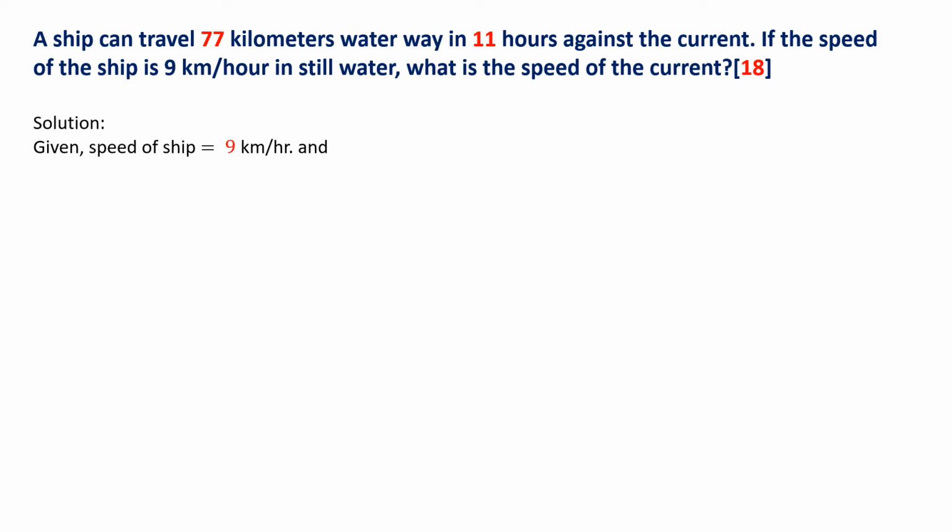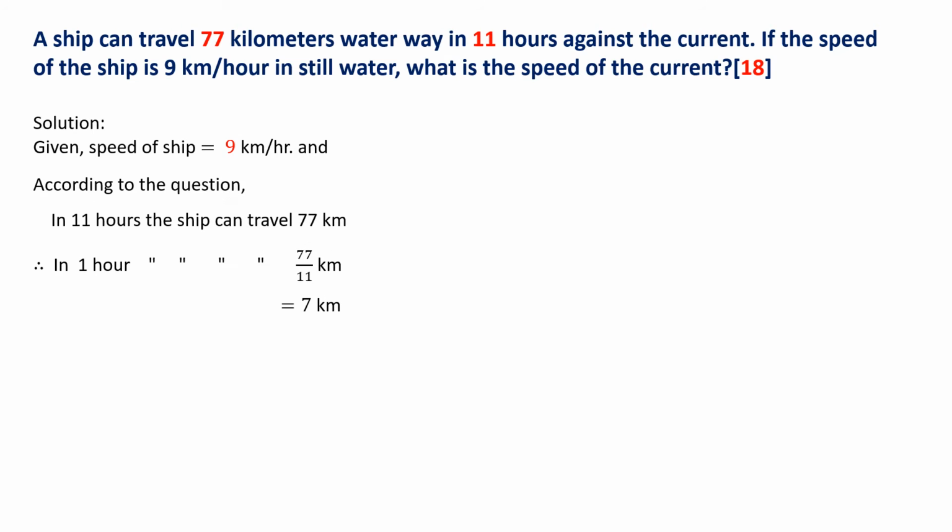Now the speed of the ship is 9 kilometers per hour, and in 11 hours the ship can travel 77 kilometers. So in 1 hour it can travel 7 kilometers. As 7 kilometers is the distance in 1 hour, we can treat it as our velocity. So in this case our velocity will be 7 kilometers per hour, because 7 kilometers is the distance traversed in 1 hour. It's our velocity or the speed.